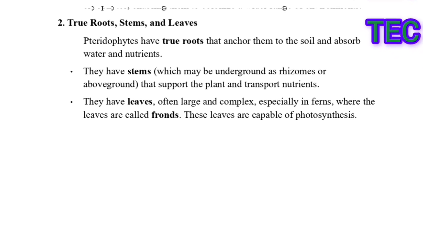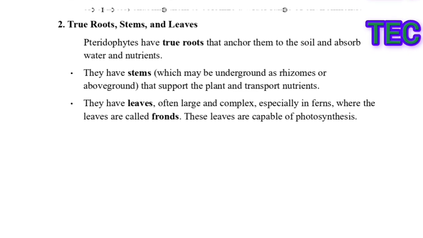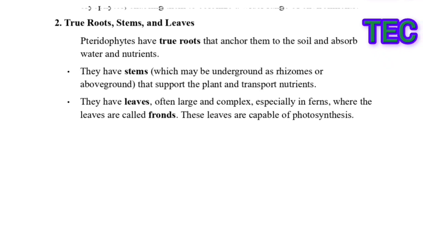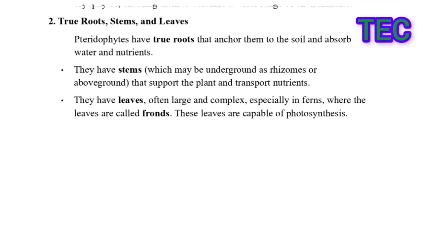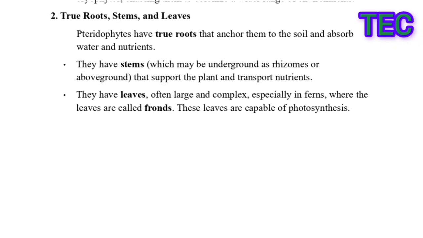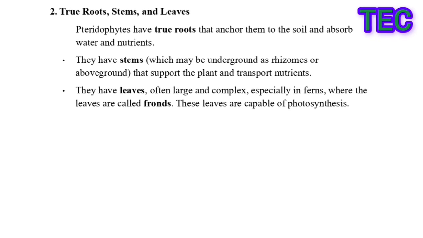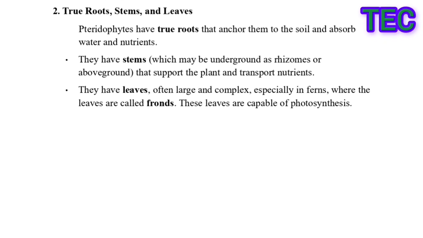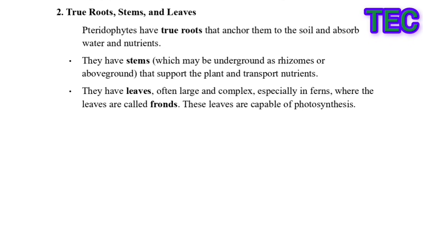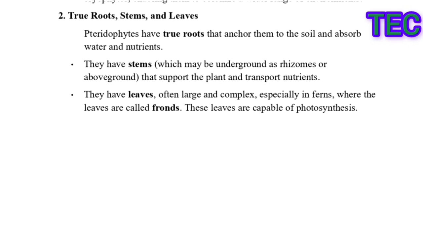The stem connects the branches, the leaves and the roots together. So they have stems, which may be underground as rhizomes or above ground, that support the plant and transport nutrients. It appears within the roots and the leaves, the branches and the leaves. It also facilitates the transport of nutrients and provides support. It holds the leaves, or exposes the leaves to the environment.